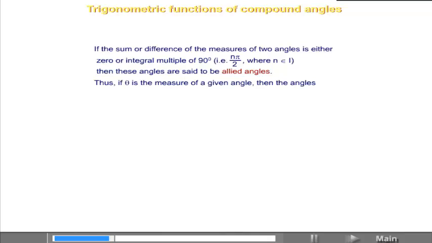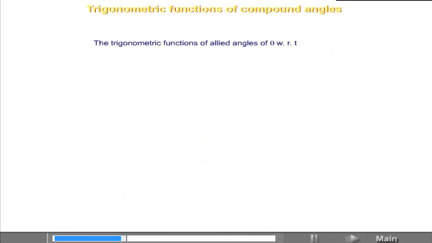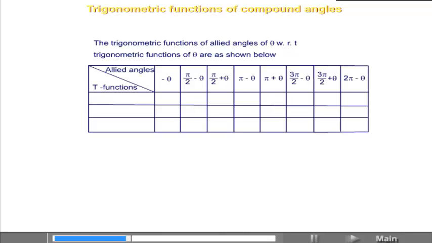Thus, if theta is the measure of a given angle, then the angles minus theta, pi by 2 minus theta, pi by 2 plus theta, pi minus theta, pi plus theta, 3 pi by 2 minus theta, 3 pi by 2 plus theta, 2 pi minus theta are its allied angles. The trigonometric functions of allied angles of theta with respect to trigonometric functions of theta are as shown below.